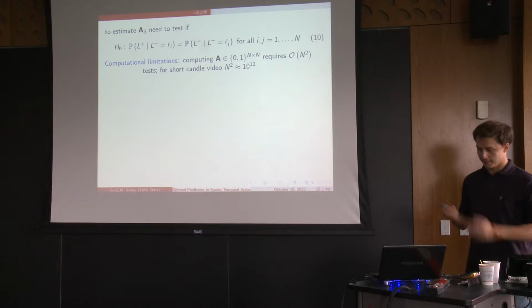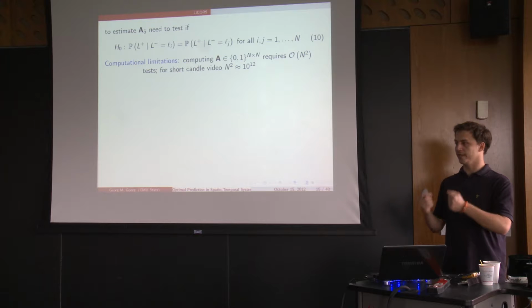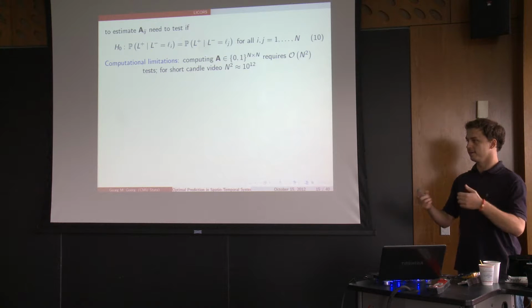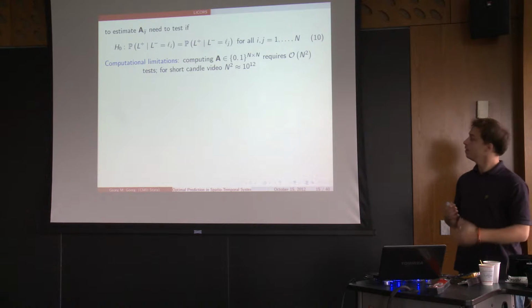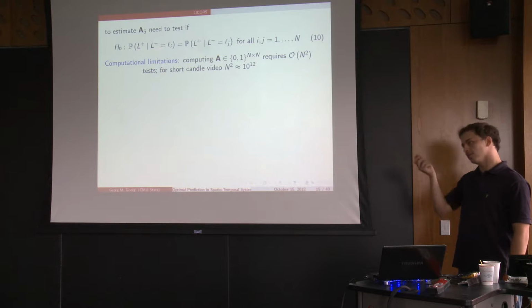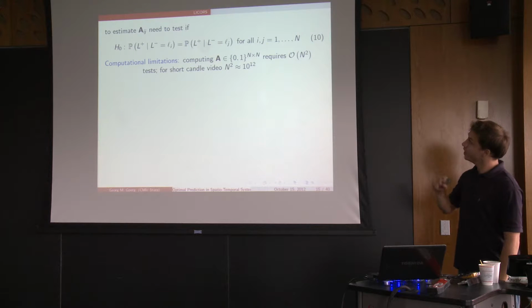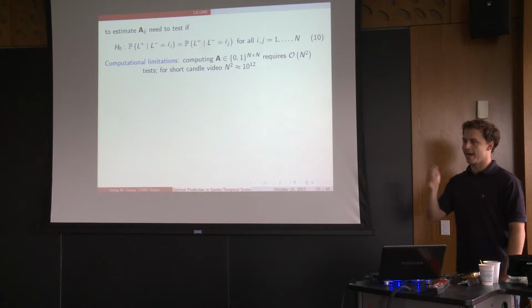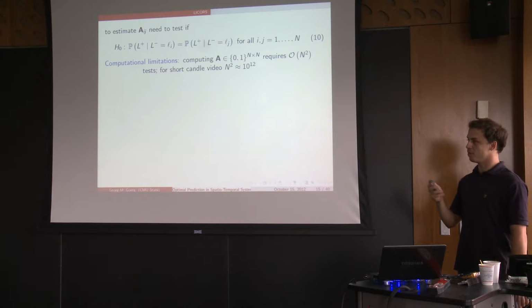So how can we estimate A? Well, the definition of the link A_ij is that they have the same predictive distribution. And that's a statistical problem. Given samples, you want to see if the distributions are the same. So you have the null hypothesis that says the conditional distribution of L minus i is the same as the conditional distribution of L minus j, and you do it for all i, j from 1 to n.